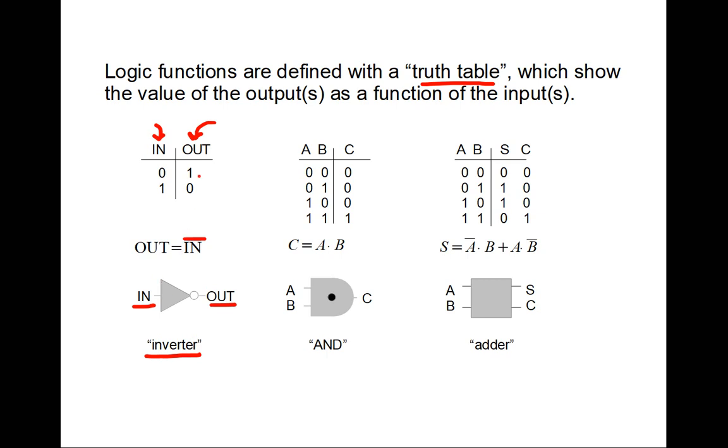Now we can have functions that have two inputs. So this is a logic function that has an input A and an input B, and it produces a single output C.